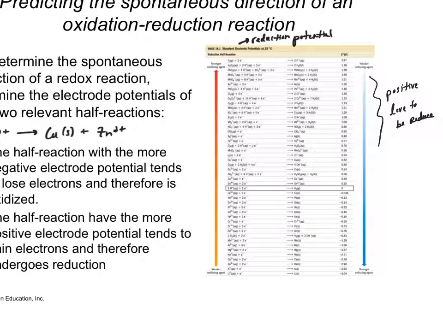And then for this guy down here, everything with negative reduction potentials, these guys tend to like to be oxidized. Right, so to be oxidized. All right, so what does that mean? So in general, what we're going to find is anytime we take something that loves to be reduced and we couple it with something that loves to be oxidized, that's going to generate an overall spontaneous process.